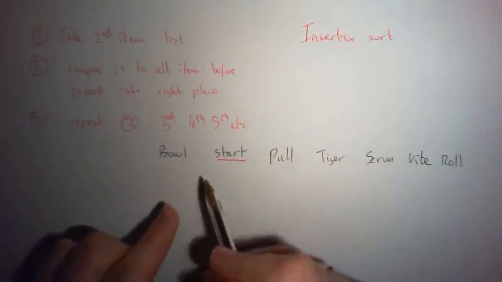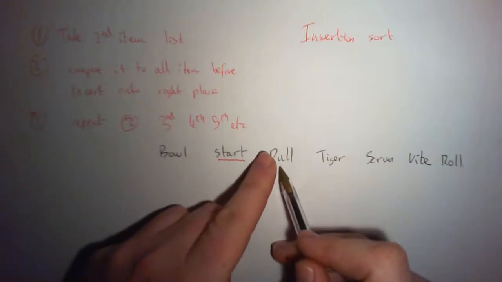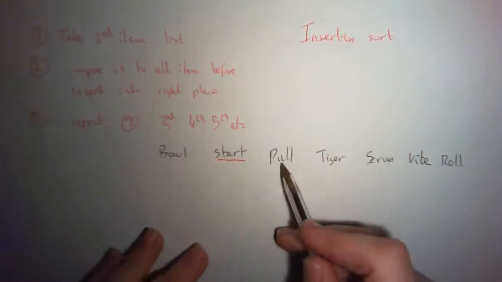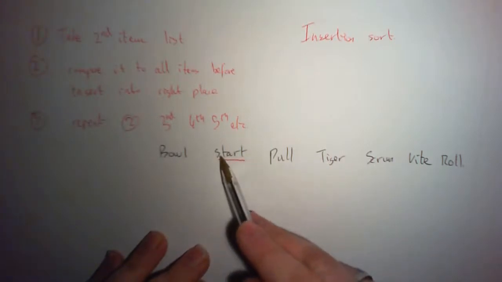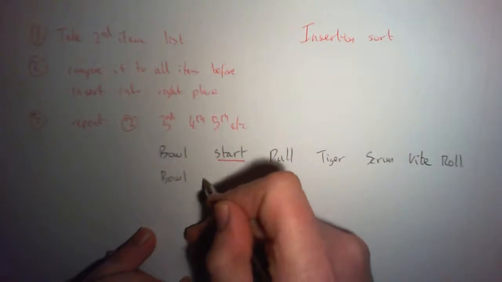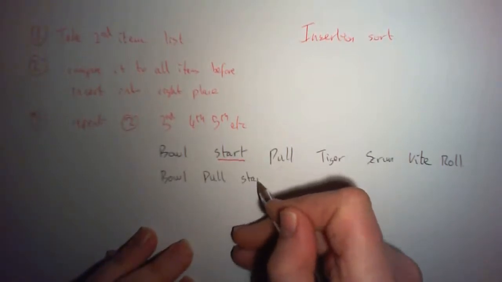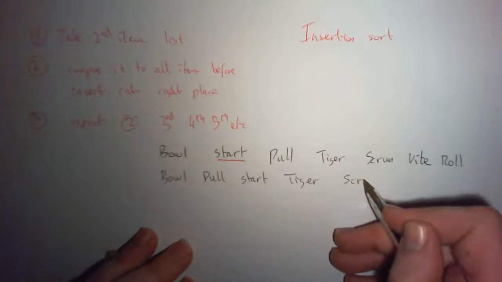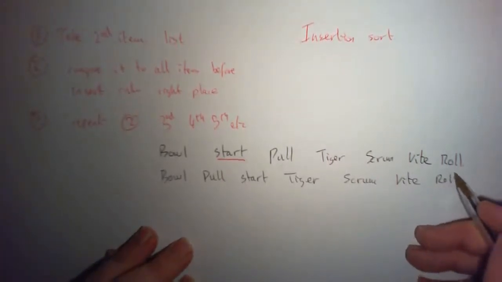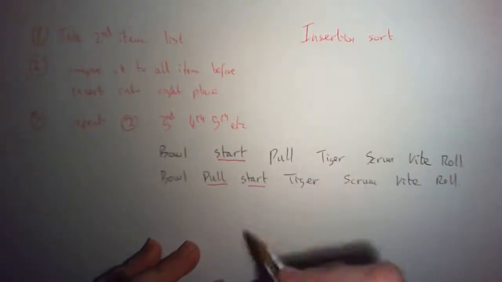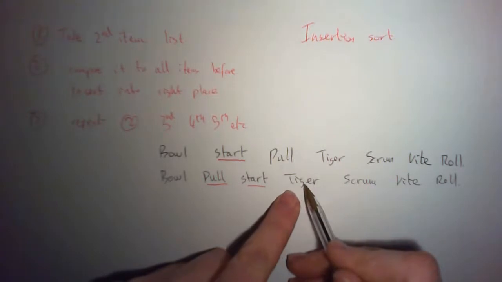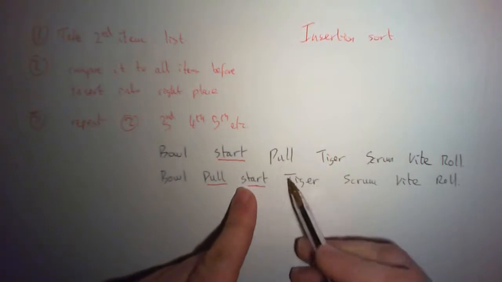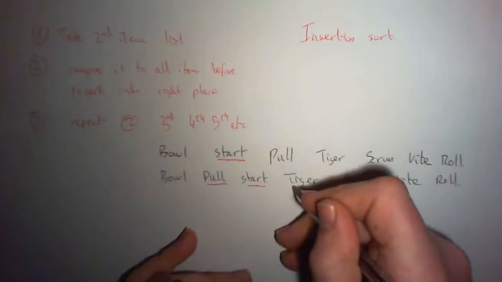Now let's check pull. So we're going to pop pull between bowl and star, because I'm looking at the ones before it, and it's definitely before that one. So it's going to be bowl, pull, star, tiger, scrum, kite, and roll. Now I'm going to look at tiger, and I'm going to look at star, and tiger is definitely after star, so it's in its right location.